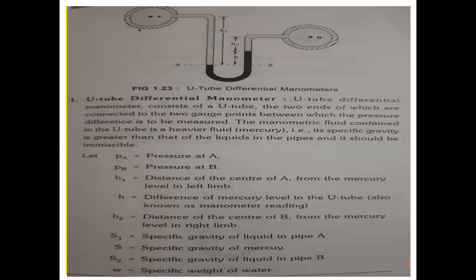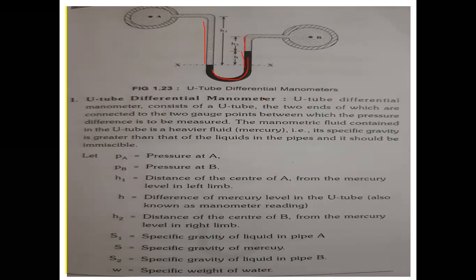Now the same thing if you see in the U-tube differential manometer, you are having pressure A at fluid 1, the pressure B at fluid 2. The black colored portion is mercury. The height of the water from the datum line is H1. The height of the water from the mercury to the second container is H2. Then the height of mercury is H.